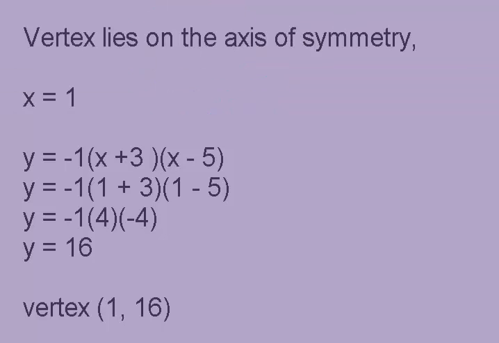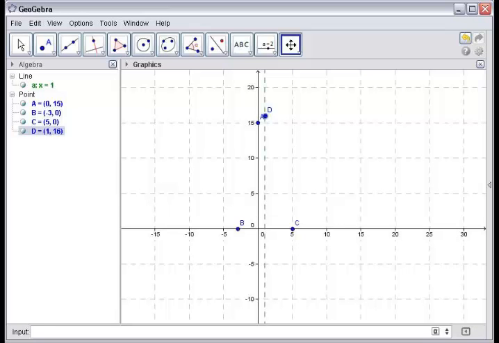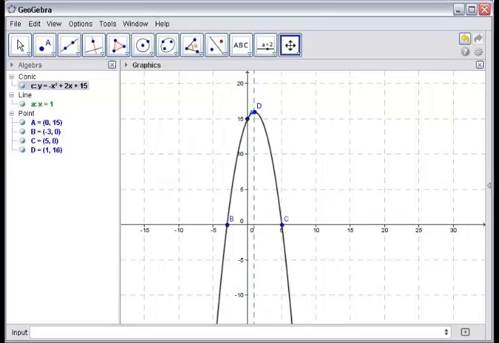Here we've calculated the vertex by substituting x equals 1 into the original equation, and calculated that the vertex occurs at 1, 16. I've plotted the vertex and confirmed that it is higher than all the other points. Now I will use GeoGebra to complete the curve, just to confirm that my points are correct.